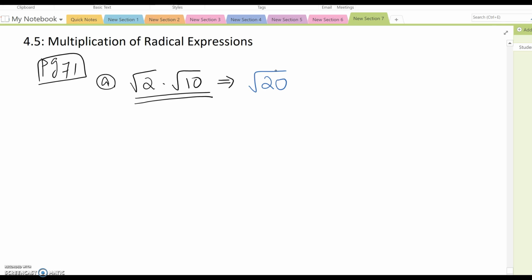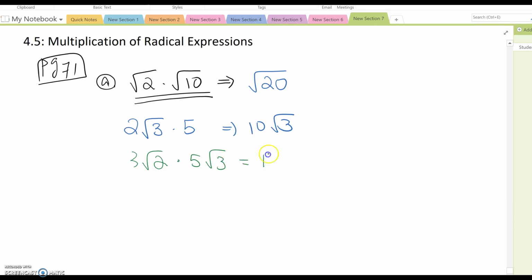Then I'm going to make several more radical expressions, such as maybe 2 root 3 times 5. Then this becomes 10 root 3. Another one, 3 root 2 times 5 root 3 will be 15 root 6 here.